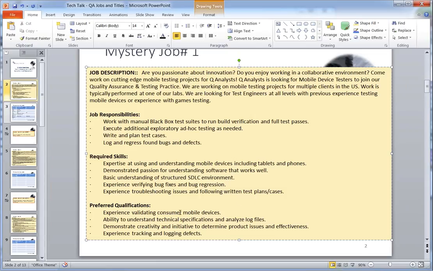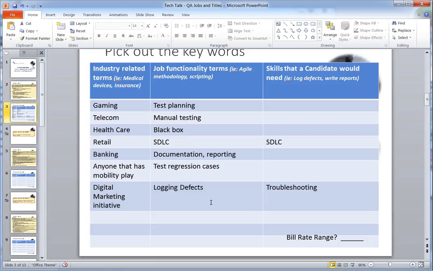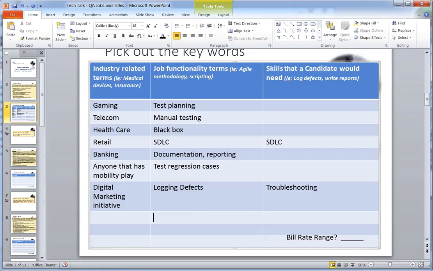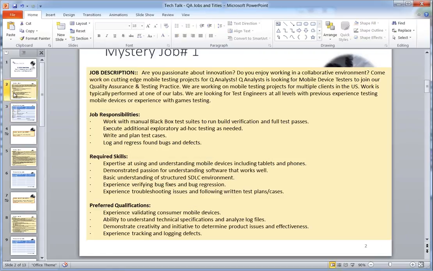I was going to say troubleshooting as it related to preferred qualifications, initiative to determine product issues. I'll tell you what, I'll call troubleshooting out here too. So yes, it's not inclusive to one area. I'm sorry, Gail. Can you repeat what you said there? Go back to the page. Determine product issues and effectiveness.